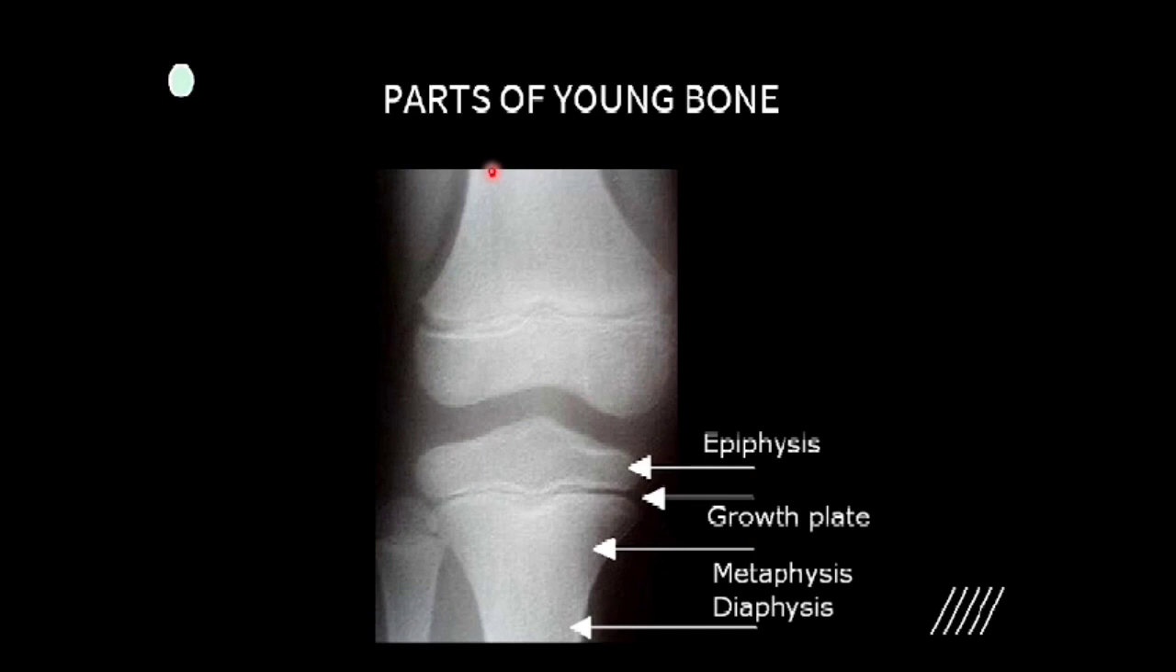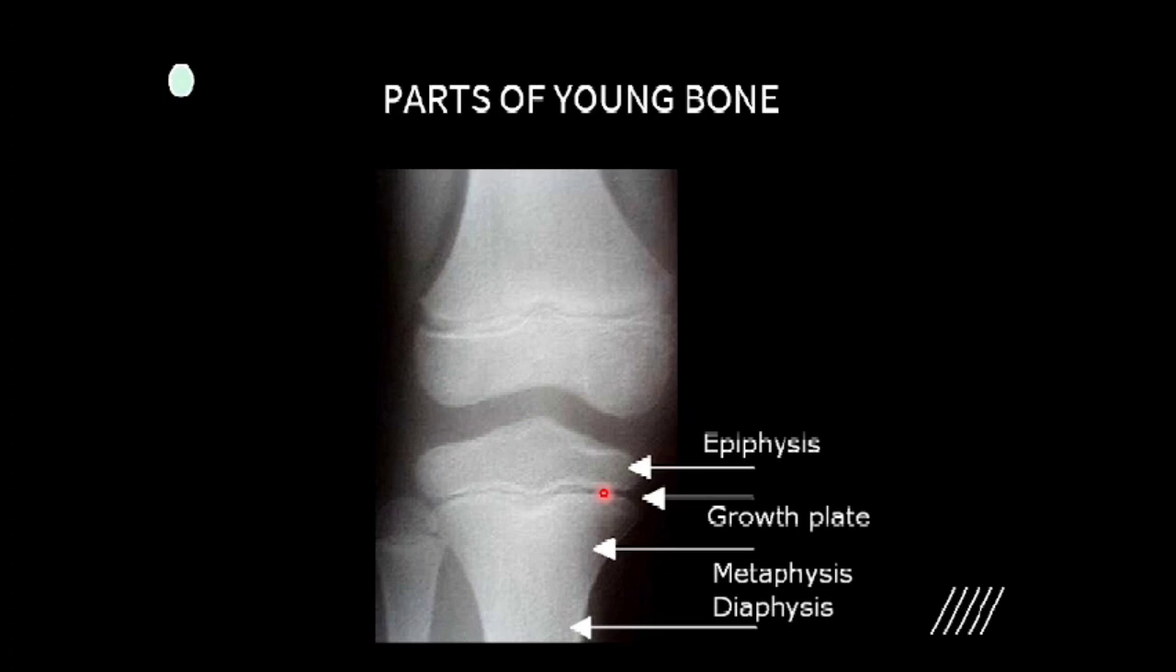Now we'll see the parts of young bone. So parts of young bone means you can see here there is epiphysis, metaphysis and diaphysis, and also you can see a growth plate. The growth plate, or also called the epiphyseal plate or the epiphyseal cartilage, is nothing but a plate of hyaline cartilage that intervenes between the epiphysis and diaphysis of a growing bone. And as long as the bone grows in length, the epiphyseal cartilage persists.